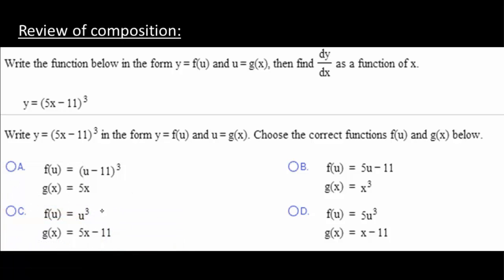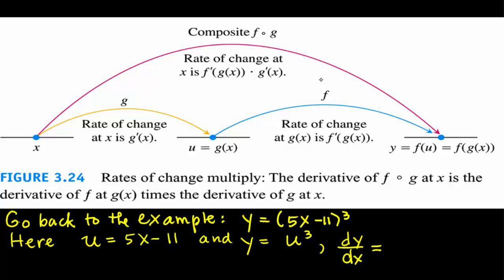Now you can just try and test. Okay, let's check if this is the correct answer. So let's check. What is f of g? f of g would be something that f does. It's cubing the argument. So that means you just replace u by 5x minus 11, and indeed this is what y is. It's the composition in itself. So the question now is, how do we take the derivative? All right, so turn to the next slide.